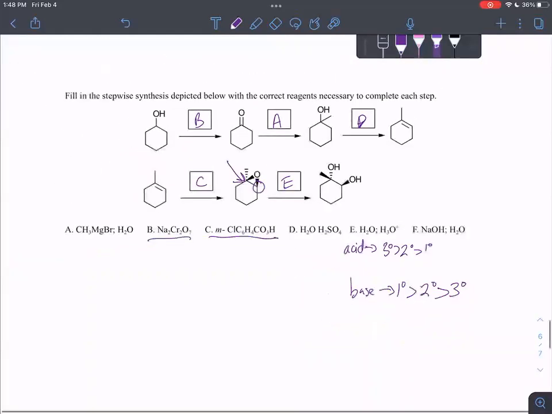Okay, so that's a nice summary of all the reactions. There's like 2 minutes left. All right. Not doing anything else. I change it all the time.